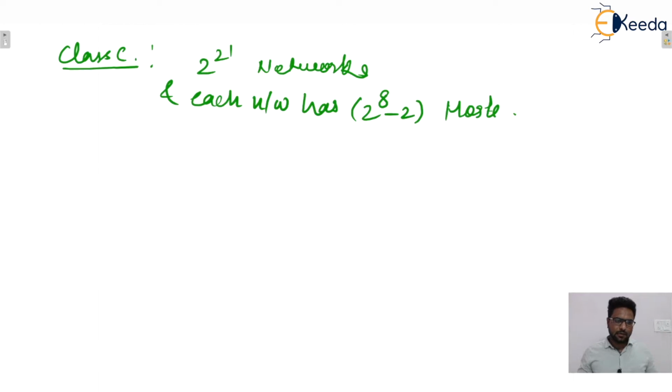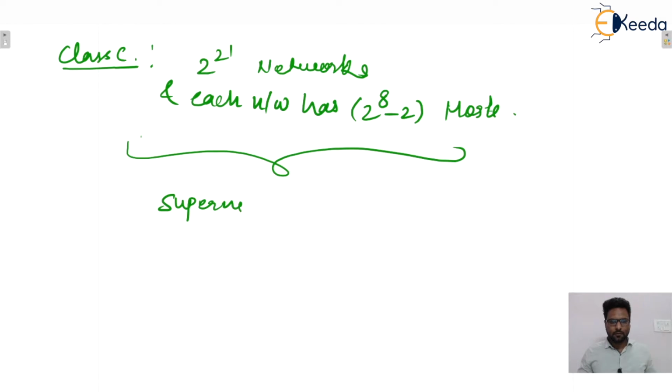So here, what is the solution? That is supernet. Supernetting means combining two or more networks to form a larger network, isn't it? If we combine two or more networks, then the number of hosts will increase. That concept is known as supernet. First we will discuss subnetting in detail, and after that we'll see supernetting.